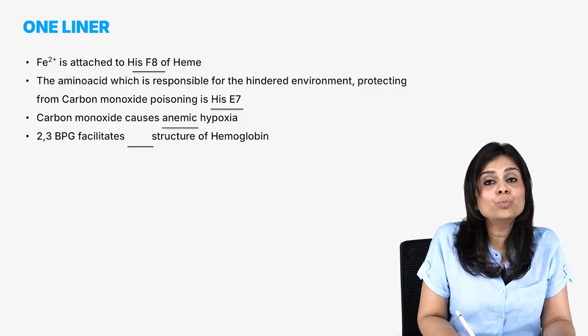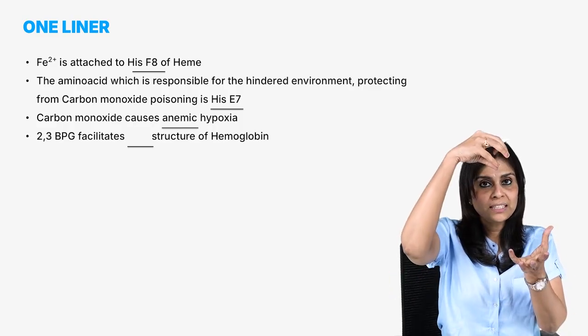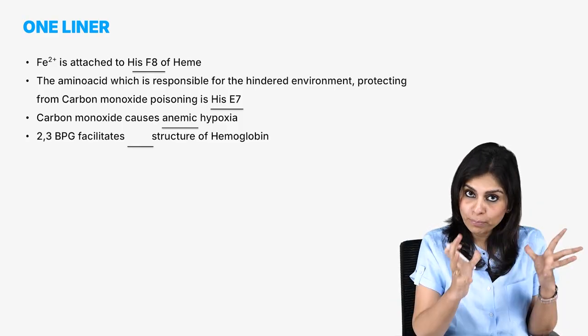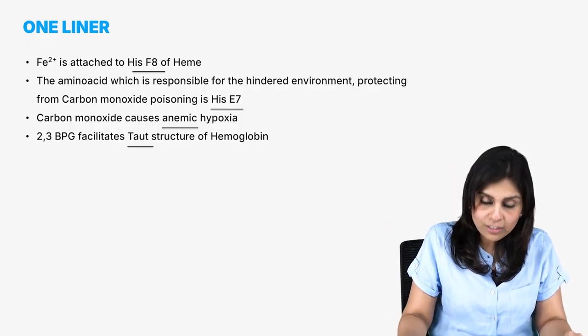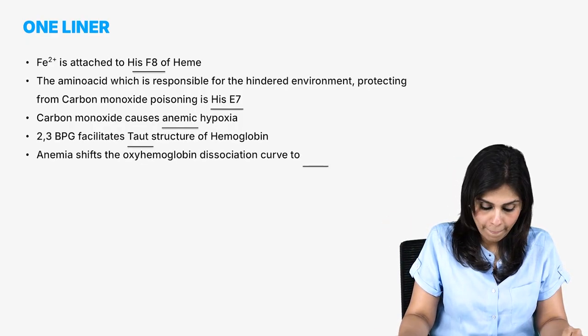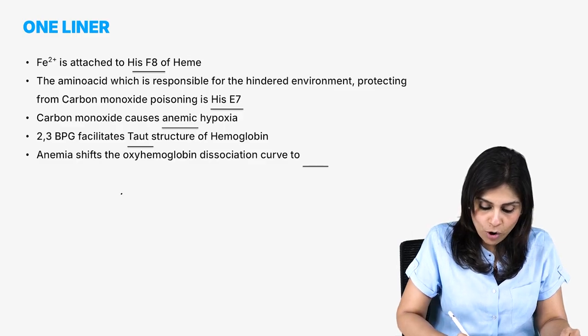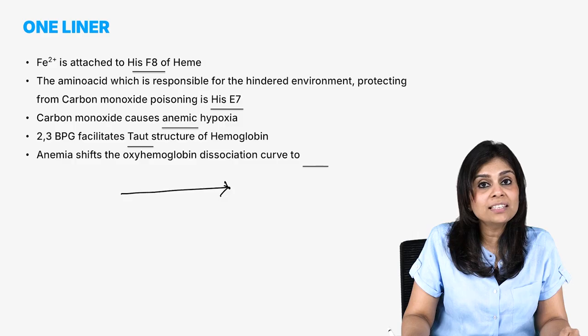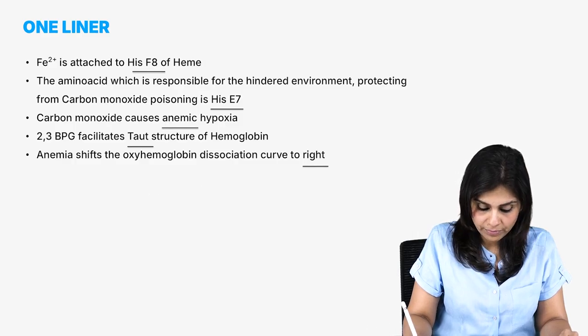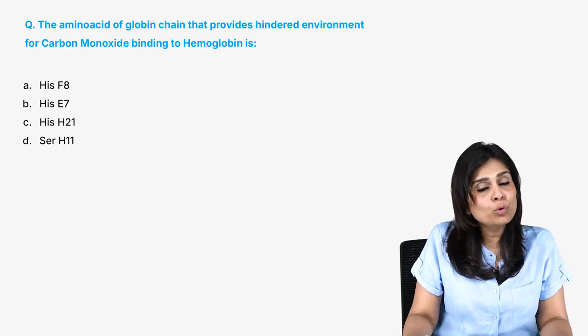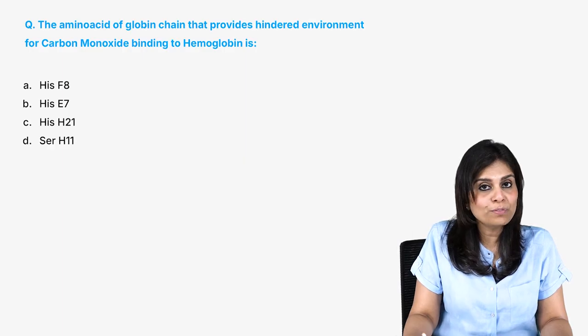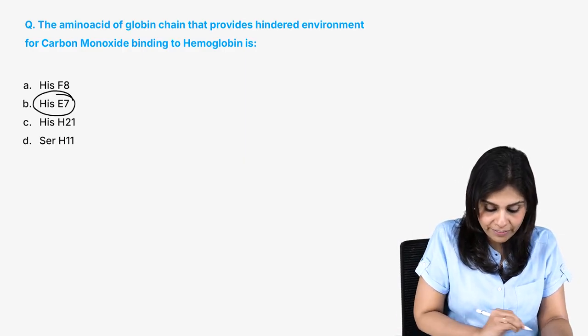2,3-BPG facilitates which structure? 2,3-BPG favors salt bridge formation, which is the taut structure. So it favors the taut structure of hemoglobin. Anemia shifts the oxyhemoglobin dissociation curve to the right. The amino acid of the globin chain, the same question in the form of an MCQ, which provides a hindered environment: E7.